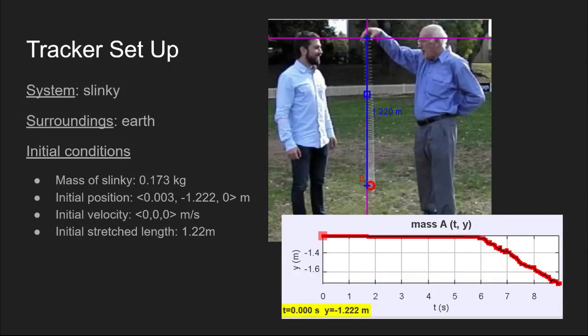I used a video already recorded from YouTube, so I made my system the slinky and the surroundings the Earth. For the initial conditions, I have them all listed out on the slide. I estimated the initial stretch length by comparing its height to the height of the man. You can also see how I set up the coordinate system in Tracker and the graph of the data collected in Tracker, where I have the slinky falling in the negative y direction.